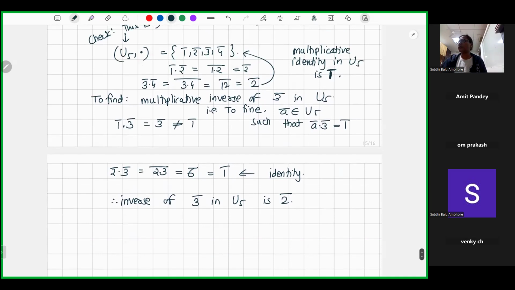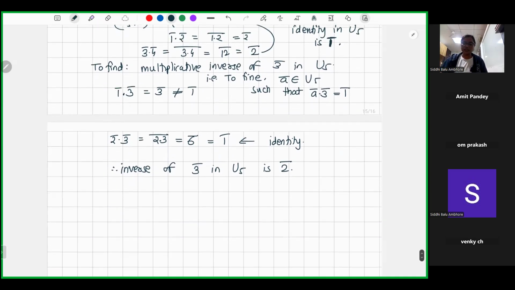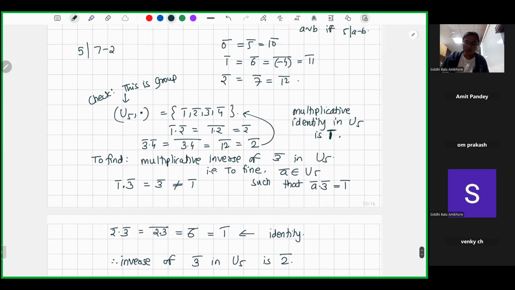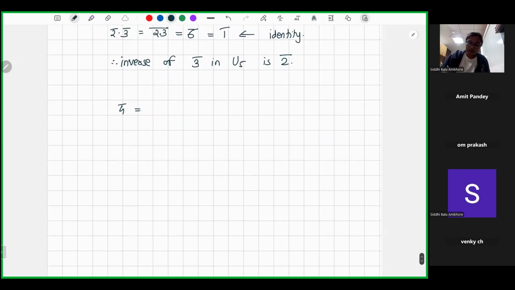So since now we are anyway doing this, let us check what is the inverse of 4 bar. So again, 1 bar into 4 bar. 1 bar is my identity, so 1 bar into 4 bar is 4 bar. Sorry, that is not my 1 bar. Again, 2 bar into 4 bar is what? 2 into 4 bar, which is 8 bar, which is what?